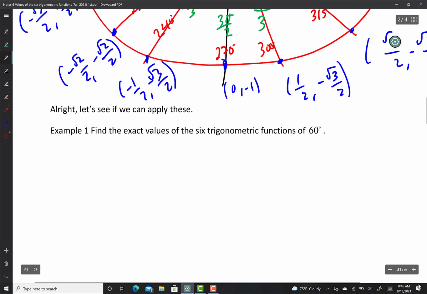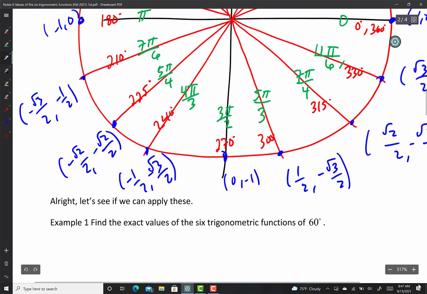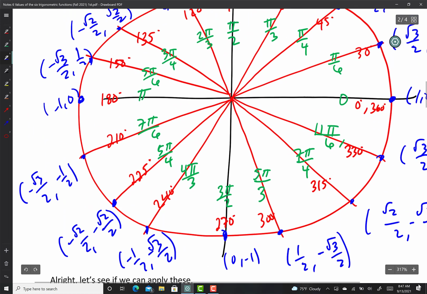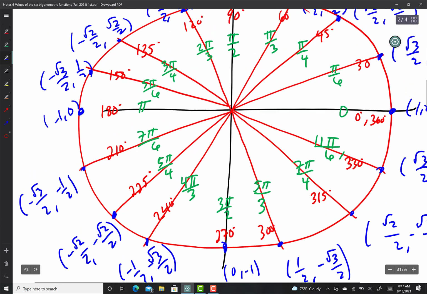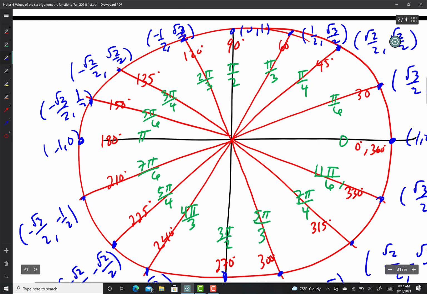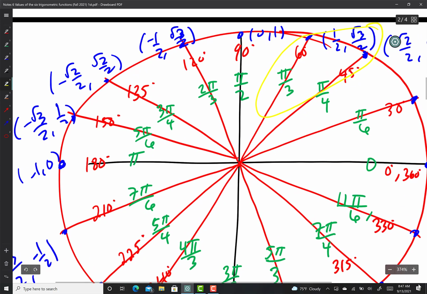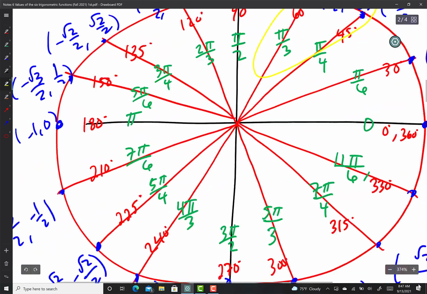So example 1, find the exact values of the 6 trig functions at 60 degrees. All right, so do I have a highlighter? I do not. Let's see. Does this highlight? Here is 60 degrees. It doesn't really highlight. I can kind of see yellow there. I guess that's fine. So that's what we're looking at.